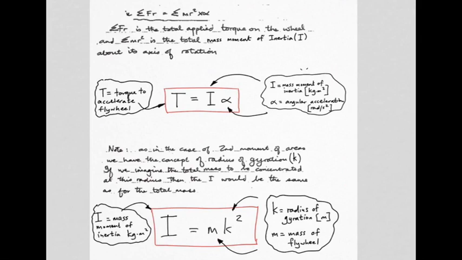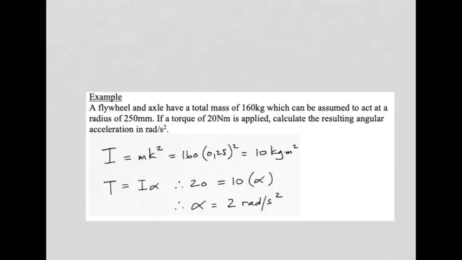I is mk squared. We can once again use this imaginary spot where we could pretend all the mass resided, and the distance to that spot would be known as k, and it is useful for calculations, as you're going to see. Here's an example to show how that would be used. If we have a flywheel and axle with a total mass of 160 kilograms and can be assumed to act at a radius of 250 millimeters, that means the radius of gyration. We can pretend that the mass of 160 kilograms acts at 250 millimeters.